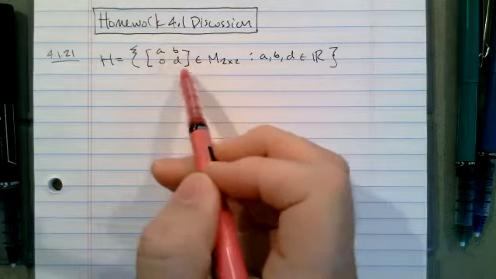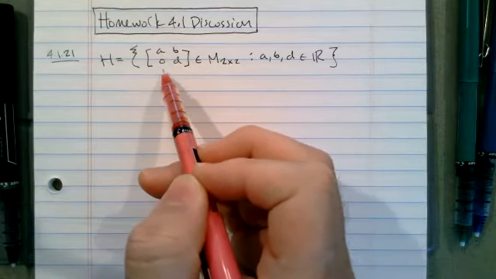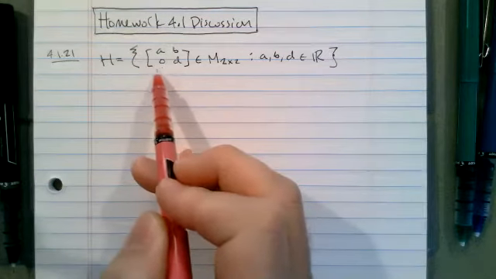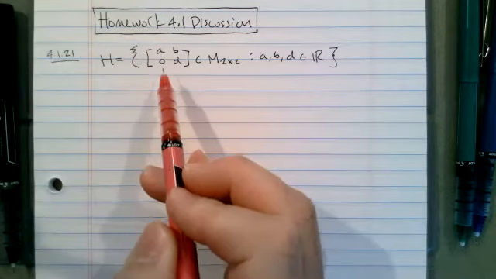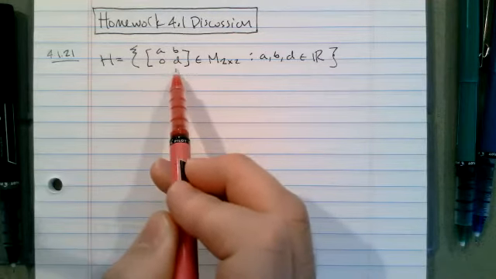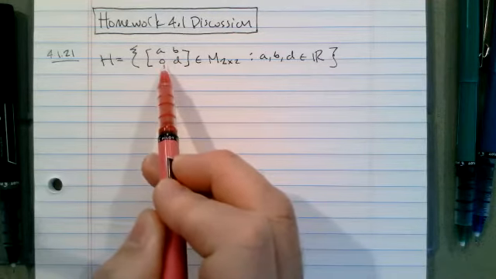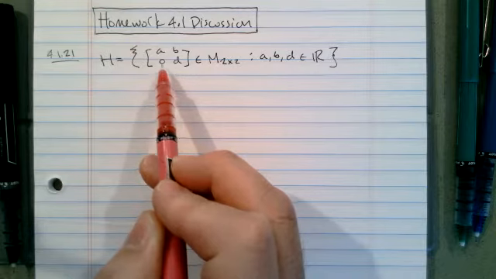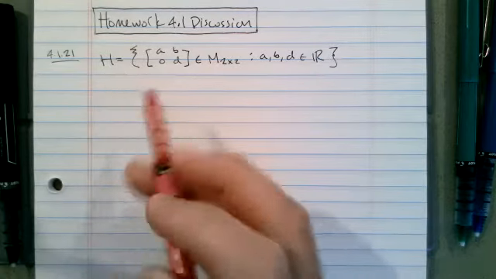By writing the matrix this way, the defining characteristic of the matrices in H is that they all have a 0 in the second row, first column. That's the defining characteristic. A, B, and D are not related. It's this second row, first column entry that's always a 0. That's the defining characteristic of elements in H.